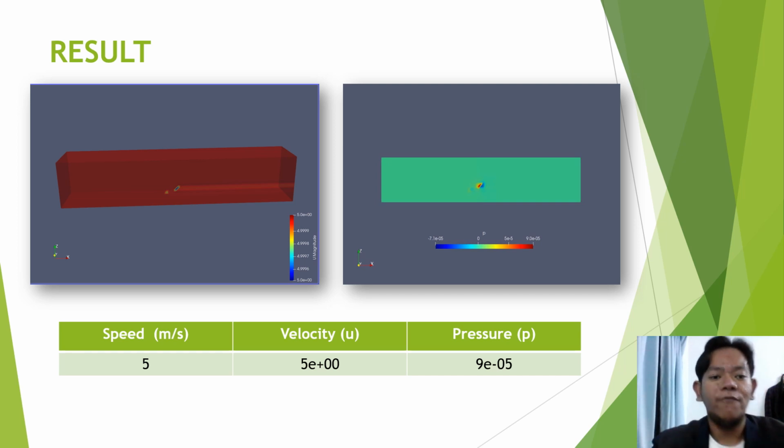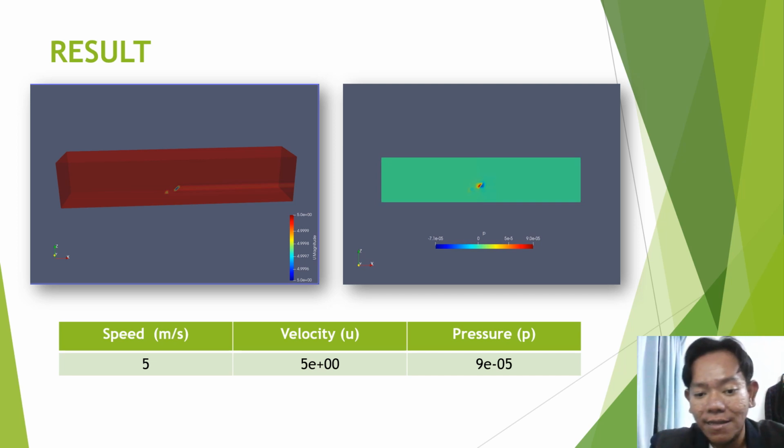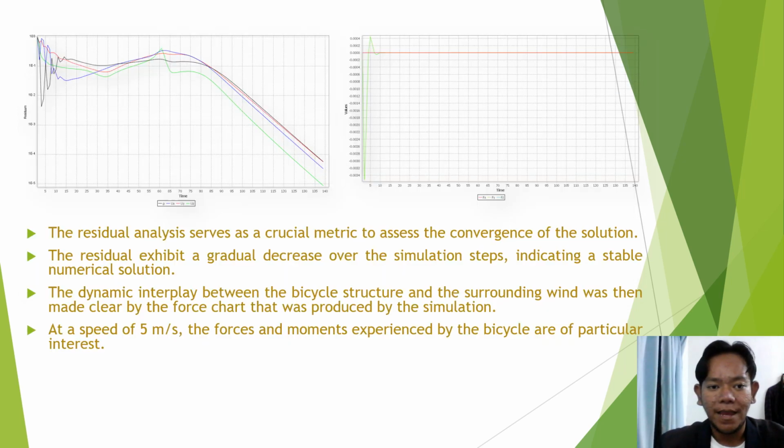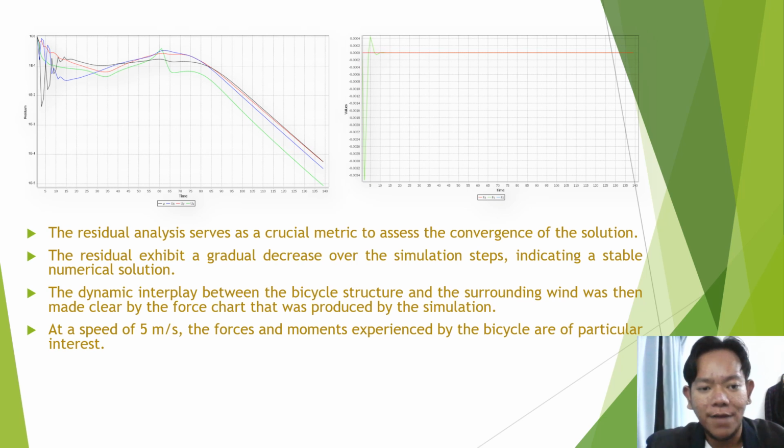Now we will move to the result part. For the velocity of 5 millimeter per second, the velocity we obtain is 5 exponent 0, and the pressure is 9 exponent negative 0.5. As you can see there, the chart on the left side is the residual chart, while the right side is the force chart.